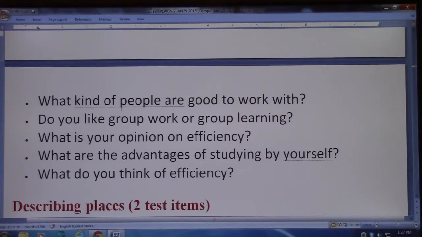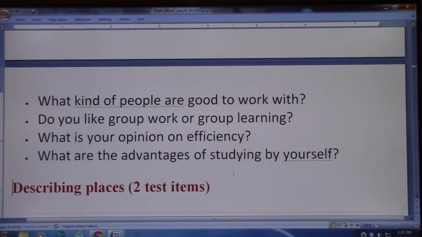So what kind of people are good to work with? Do you like group work or group learning? Do you like group learning? I mean, like learning together within a group? Or group work? What is your opinion on efficiency? So efficiency is when you can do something faster and quicker and with the minimum resources available. What are the advantages of studying by yourself? Studying by yourself. What are the advantages? And what do you think of efficiency? Well, that was a question.